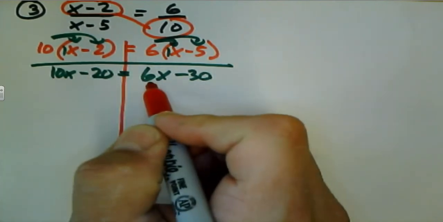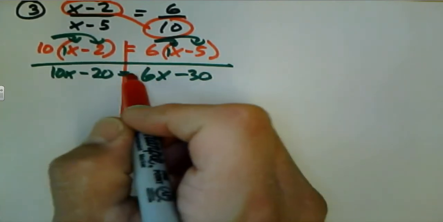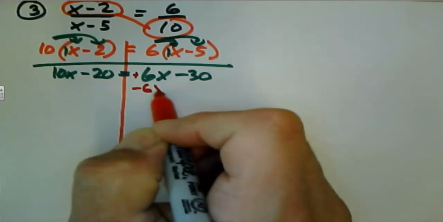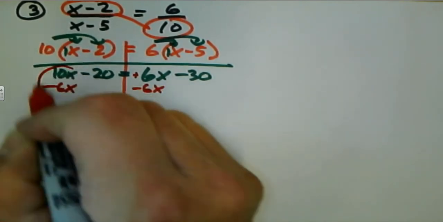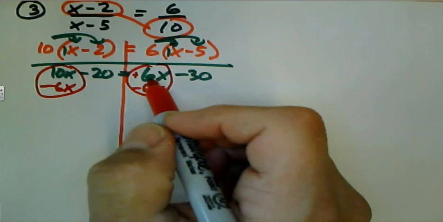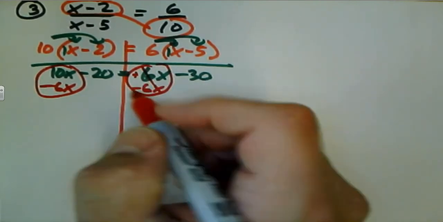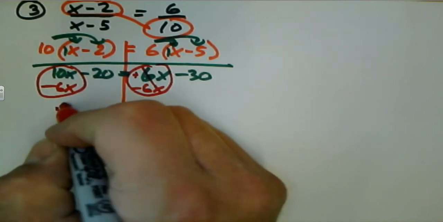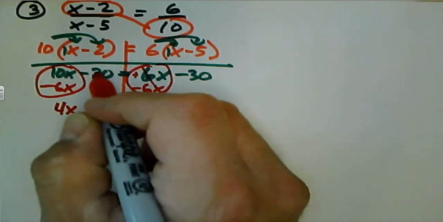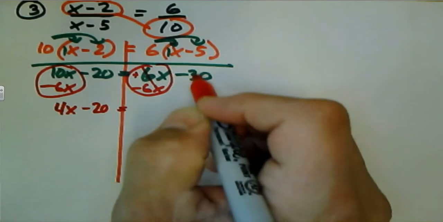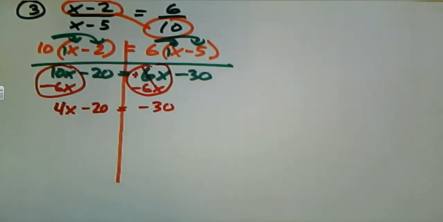That's the next step. I want to take the lowest number. That's 10 and 6. 6 is lower. It's plus 6, so we're going to subtract 6x. And note, we're taking it all, so we're taking the x along with it. So that's why I have an x. Our 6x's over here are gone. We have 10 minus 6, which is 4x. Bring down the minus 20, the equals, and the negative 30.